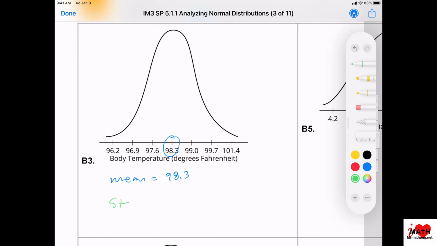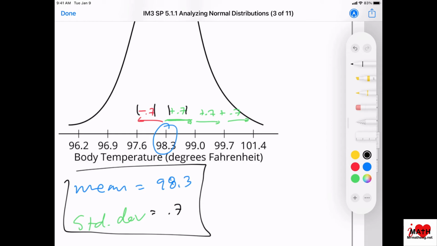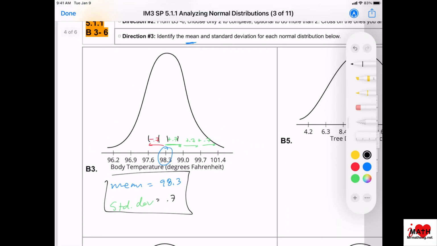To find the standard deviation, how much does this number increase from 98.3 to 99? Well, you would have to add what? 0.7. Right? And this makes sense because this one's also 0.7 and this one's 0.7. So you're basically adding 0.7 all the way across, or in this direction, going left, that is subtracting 0.7. So if you took the absolute value of those, our standard deviation would be 0.7 is our answer. B3, the 98.3 is our mean, and 0.7 is our standard deviation.